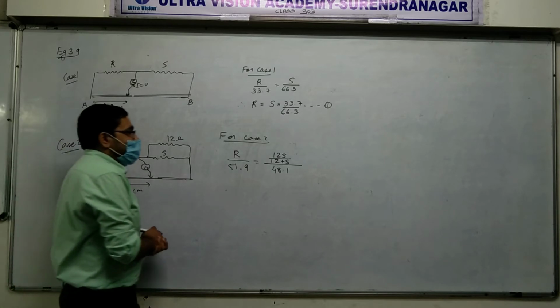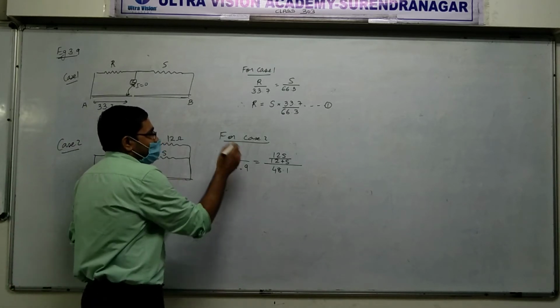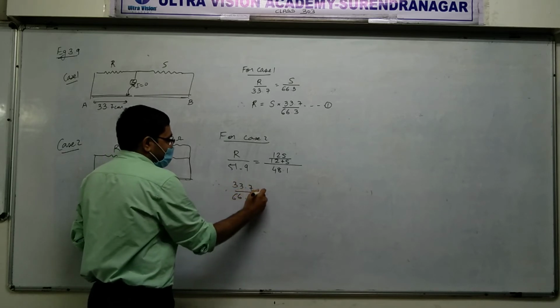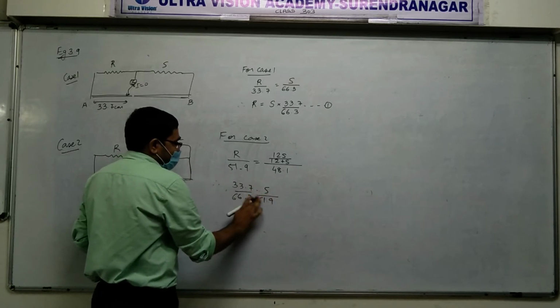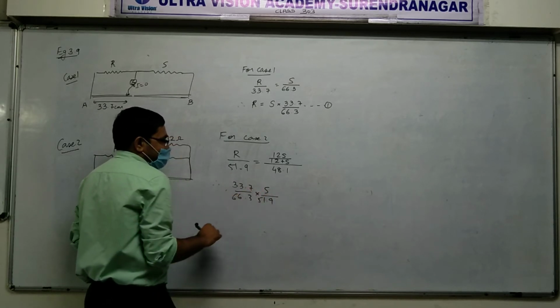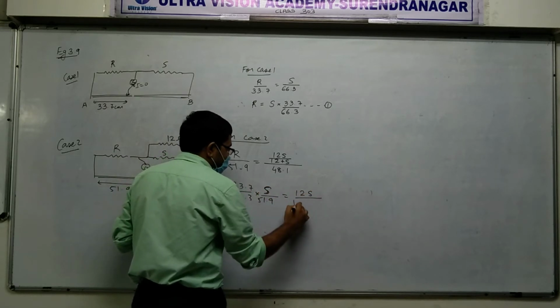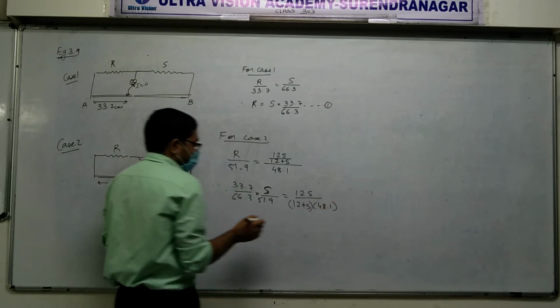Okay, this is the second equation. Can you put the R value? What's the R value? 33.7 upon 66.3 into S, and then that is divided by 51.9, is equal to 12S upon 12 plus S into 48.1. How can I solve it?